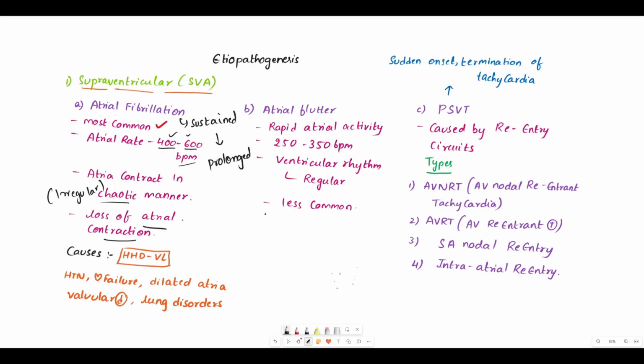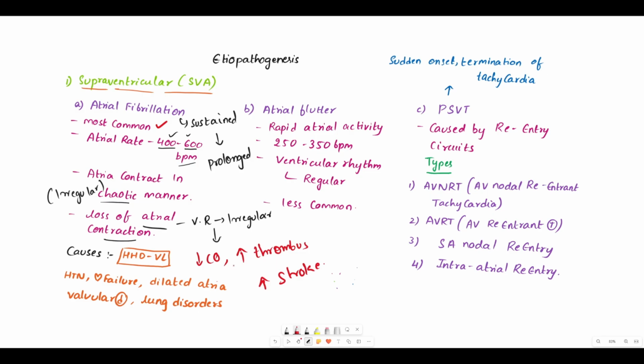Now, what about the ventricles? In this condition, the ventricular rhythm also becomes irregular. When the ventricular rhythm gets irregular, it leads to conditions like decreased cardiac output. It also increases the risk of thrombus formation and the risk of stroke. So these are the consequences occurring in atrial fibrillation.